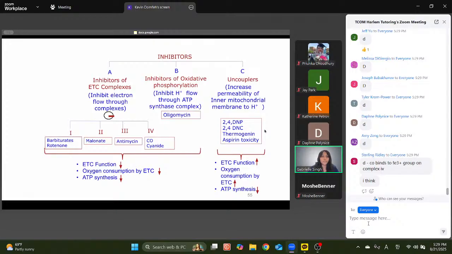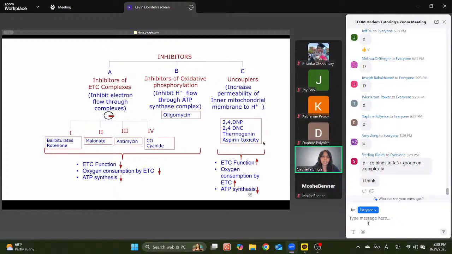So this is just a slide of all the inhibitors and uncouplers from your lecture. The way I like to remember the inhibitors of the electron transport chain complexes is, for rotenone, it has a 1 at the end, so I associate that with complex 1. Antimycin, I think, is tri for 3, so complex 3. And then CO and cyanide. The abbreviation for cyanide is CN. CO and CN both have 2 letters, and the Roman numeral for 4 has 2 numerals. So that's how I remember those. Oligomycin inhibits oxidative phosphorylation, and then you have to know the uncouplers as well.